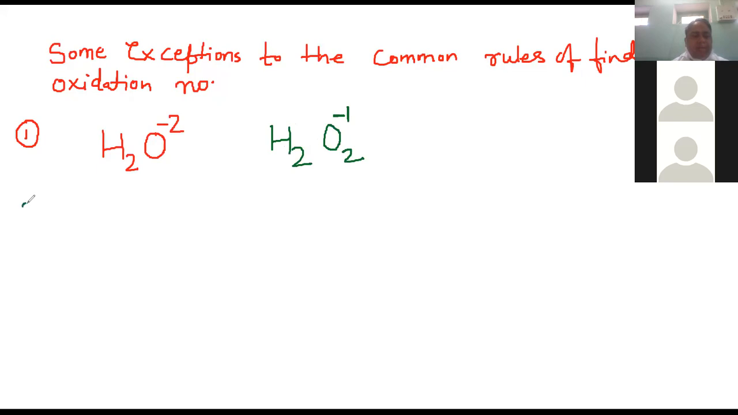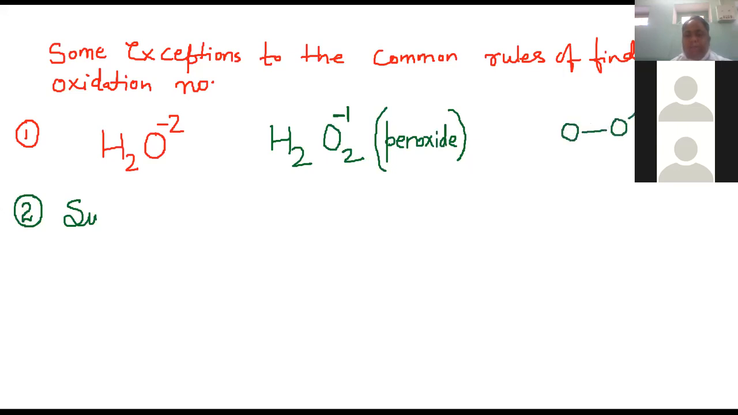Second, in case of peroxides, this is peroxide, okay? This is called as peroxide because for every one hydrogen, there is one oxygen. Per hydrogen has one oxygen each. So it is called as peroxide. +1, -1, -1, +1.